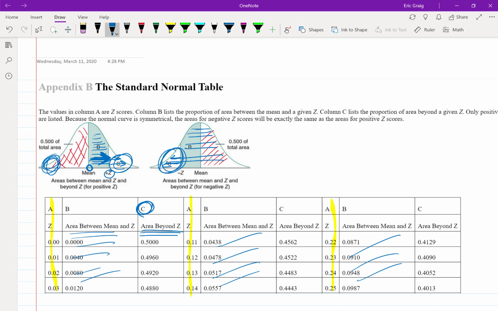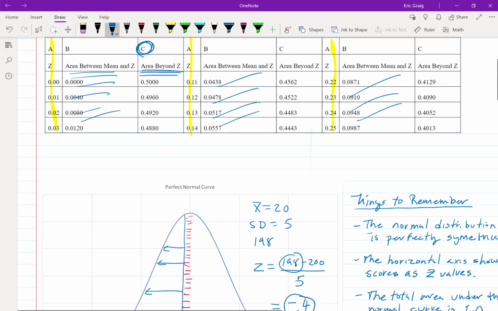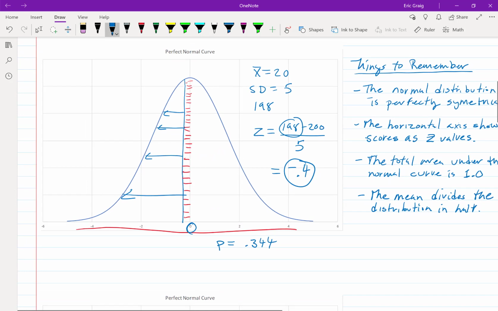So don't forget to keep in mind, are we below the mean or above the mean? And the most important thing I can tell you is draw out these curves. Definitely want to draw out these curves.